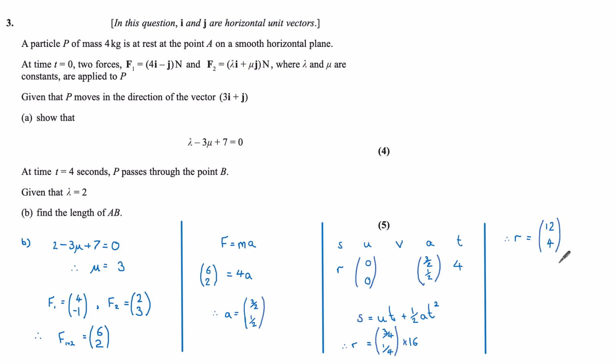Now this is the position vector r, but not the length or the distance between A and B. For that, I need the magnitude of r, which is the square root of 12 squared plus 4 squared, which is root 160. Therefore, my length AB is equal to 4 root 10 meters.